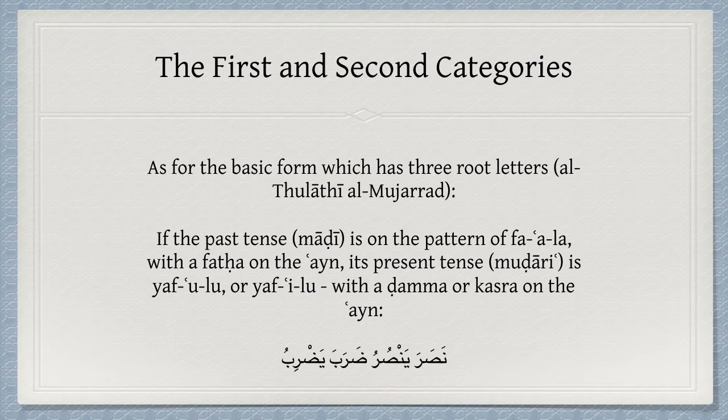So if the past tense is fa'ala, if it's got a dhamma on the present tense, it's form 1. Fa'ala is the first category. Fa'ala yaf'ulu. If you're going to put a kasra on it, it becomes fa'ala yaf'ilu. Yeah? So an example of each is nasara yansuru and daraba yadribu.